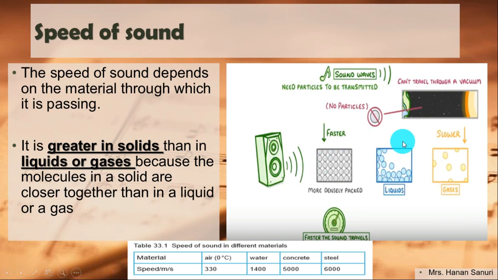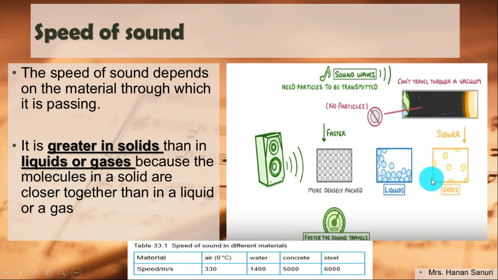Why? Look, what's the difference? The particles here are close to each other. They are tightly packed. So when the first particles at the beginning start to vibrate, they will be in contact with the next particles and cause them to vibrate. So the vibration or the energy will move very fast through them.